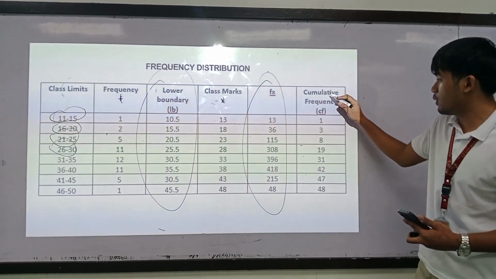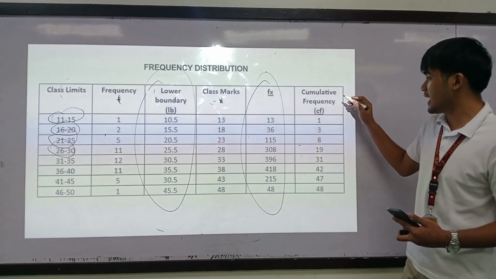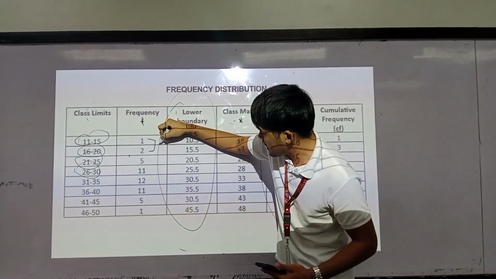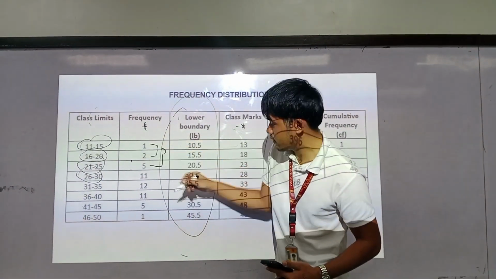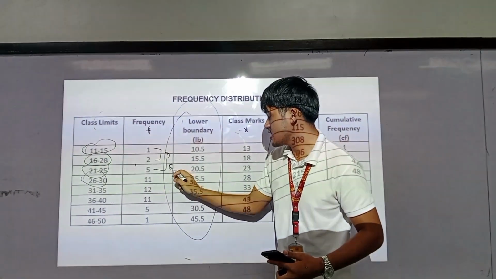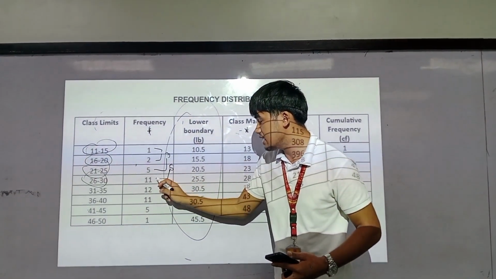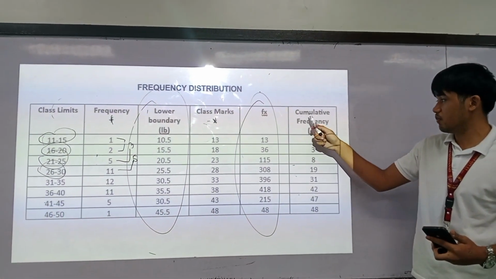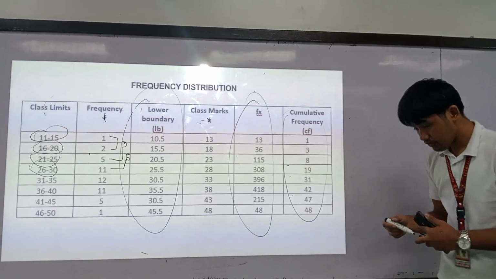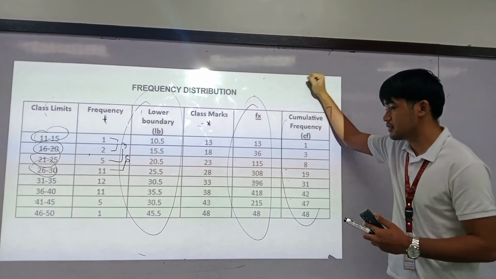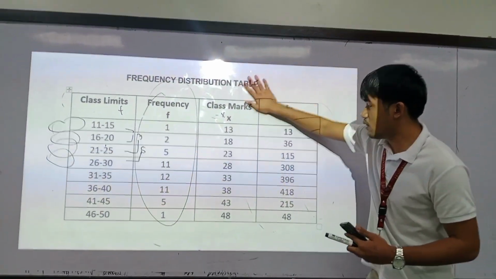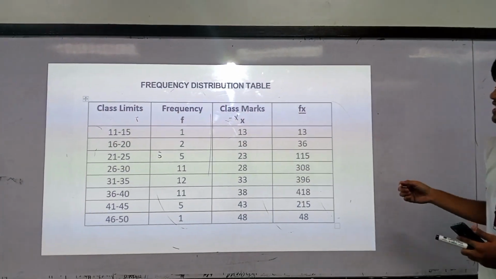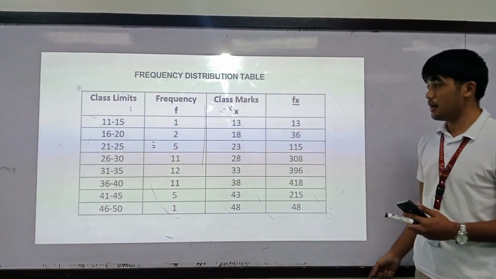And then lastly is the cumulative frequency. In order to get the cumulative frequency, we will just need to add this, and then the answer of this we will add to another value, and then the answer of that we will add to another value in order to get the cumulative frequency. Okay. So the only table that we need is the class limits, frequency, class marks, and the f times x in order to get the mean.